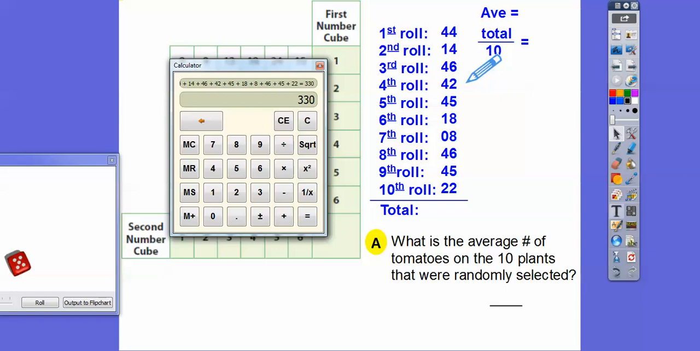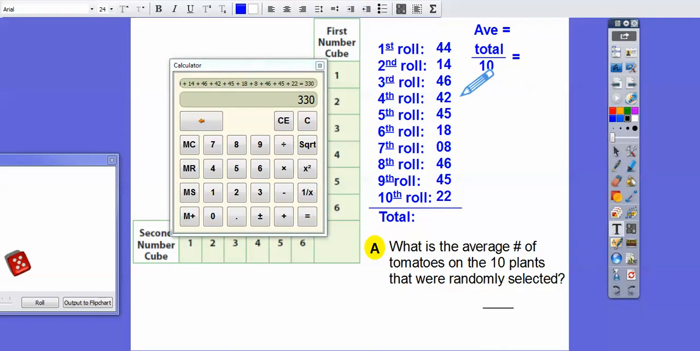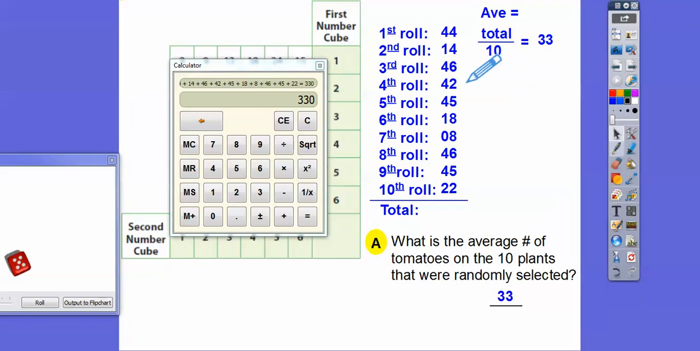So when we take 330 and we divide it by 10, that's going to get us exactly 33. So if I put that in there, then the average is going to be 33 tomatoes per plant. Okay, so what's the average number of tomatoes on the 10 plants? In our case, so yours would be different if you did it in class, but the ones that we just did right here is 33, okay? So I'm going to go ahead and put that over there.